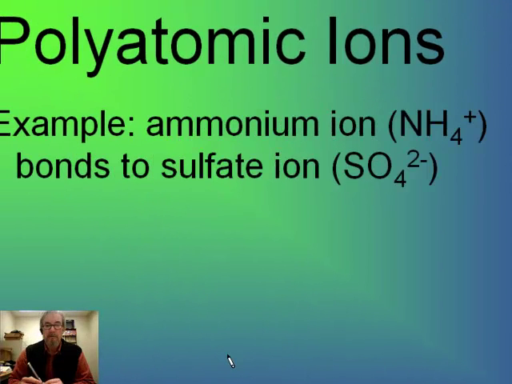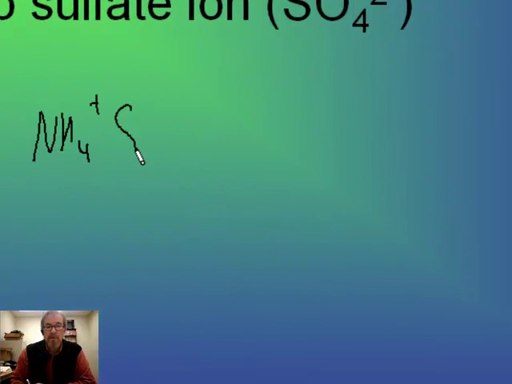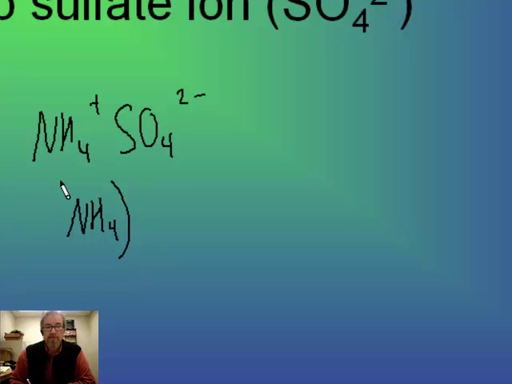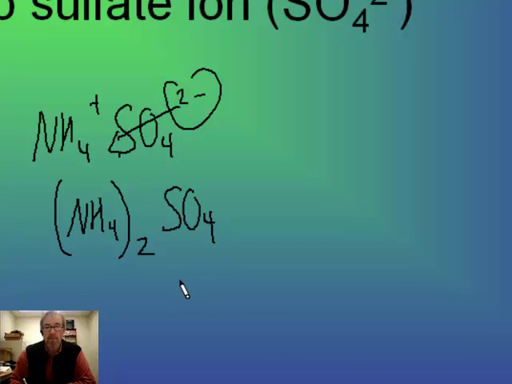Another example, ammonium bonds to sulfate. So ammonium is NH4 1 plus, sulfate is SO4 2 minus. Here we have 2 polyatomic ions bonding to each other. This works the same way as always, by charge swap. So NH4, I'm going to put parentheses around, and then I'm going to make it subscript 2, because that was the charge on the sulfate. And the sulfate is going to get a 1 subscript, but we don't write 1s. So there's the formula of the compound.